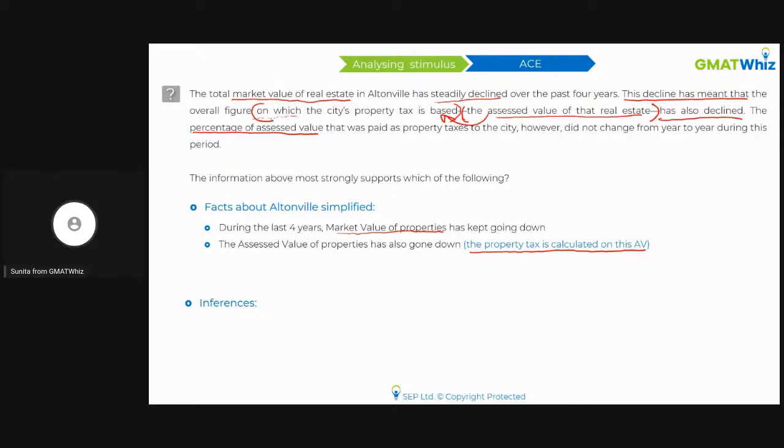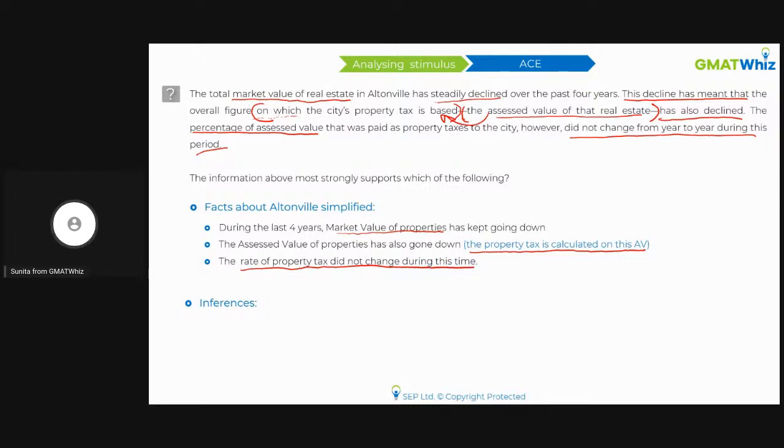Now what does this mean? This means that the property tax was a percentage of the assessed value. So this is telling me that the rate of property tax did not change during this time. The percentage of assessed value is the percent of property tax, calculated on the assessed value. This did not change from year to year during this period. So I have it simplified that the rate of property tax did not change during this time.